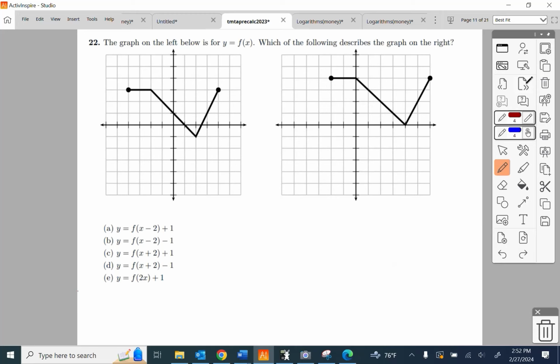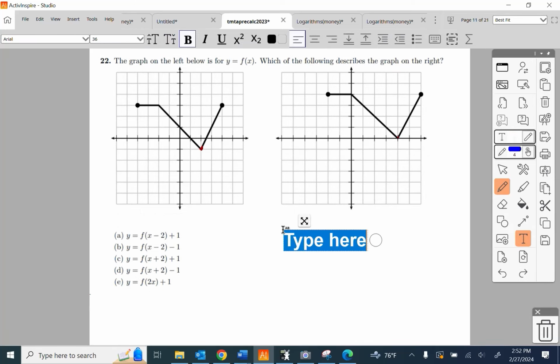The graph on the left below is for y equals f of x. Which of the following describes the graph on the right? So let's keep an eye on this little point right here and think about how it got moved. It got moved from 2 to 4. So we have a right 2, which means we're going to do x minus 2. And it also got shifted up 1. Notice how it moved up 1? And that's just plus 1.